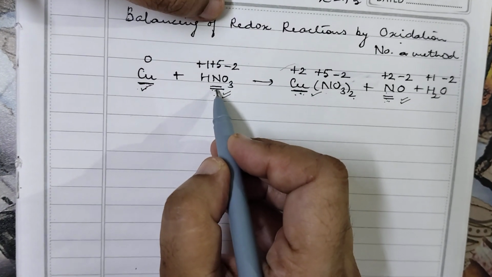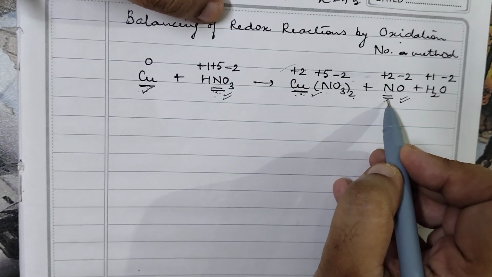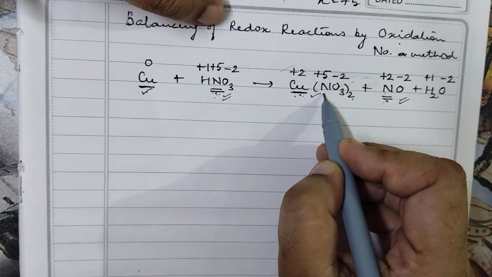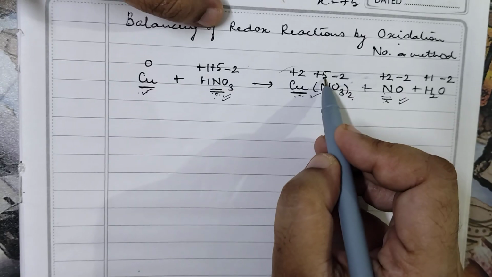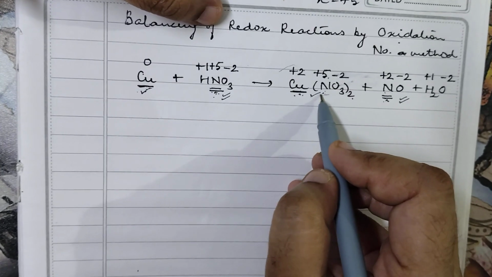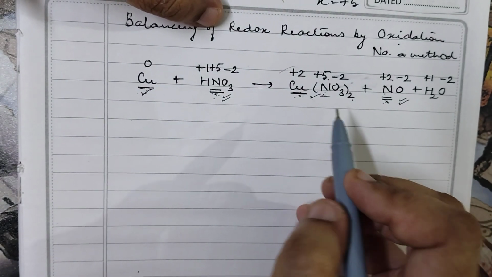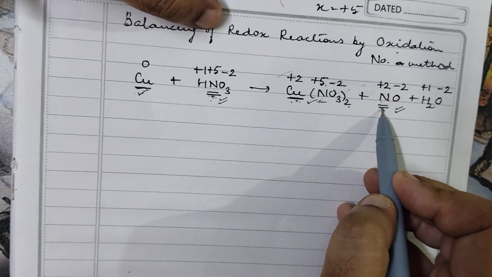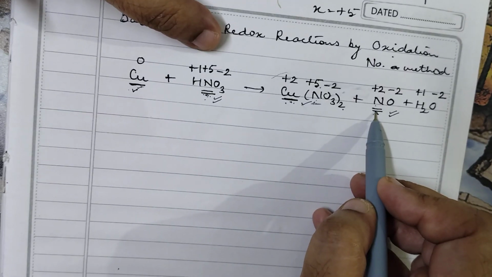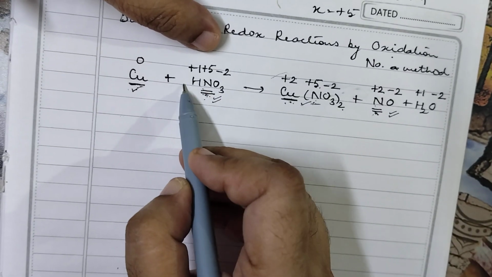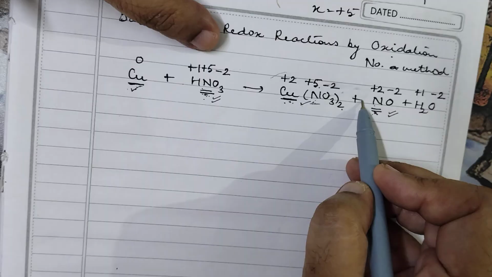Same way we will check for nitrogen. This nitrogen, its pair is this nitrogen. You will not check for this nitrogen because its pairing is with NO3, because here nitrogen has +5 only, so it's not undergoing any change in oxidation number. This nitrogen is undergoing a change in oxidation number, so its pair is this. You can see here nitrogen is 1 and nitrogen is 1.